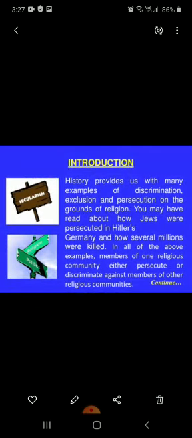We know that history gives us many examples of discrimination and persecution, and we know how Jews were persecuted in Hitler's Germany and how several millions were killed. We can see many examples of one religious community either persecuting or discriminating against members of another religious community.